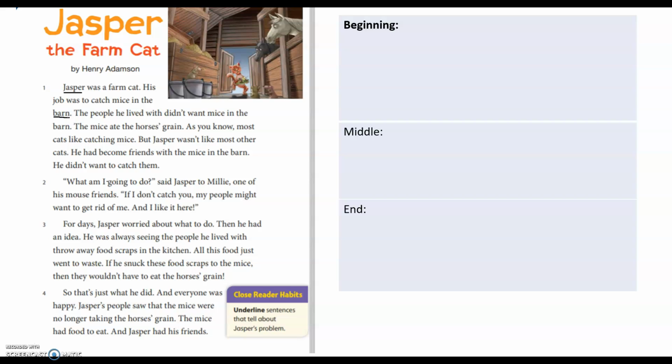The people he lived with didn't want mice in the barn. The mice ate the horse's grain. As you know, most cats like catching mice. But Jasper wasn't like most other cats. He had become friends with the mice in the barn. He didn't want to catch them.